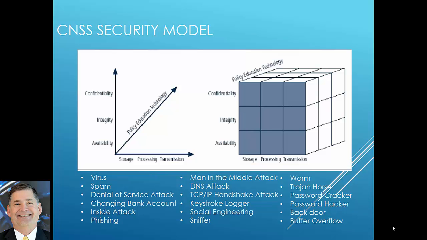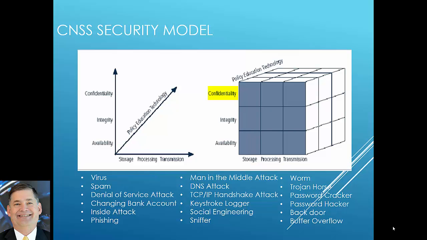We're going to take that CNSS security model, and we're going to look at those 6 attacks in that first column: viruses, spam, denial of service attacks, changing bank account information or skimming, insider attack, and then phishing. But before we do that, let's review this cube one more time.